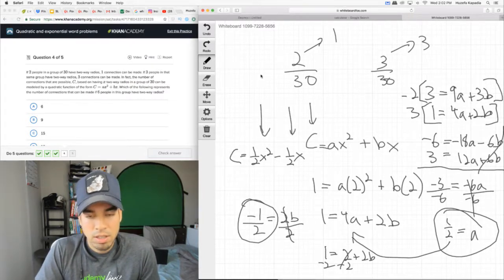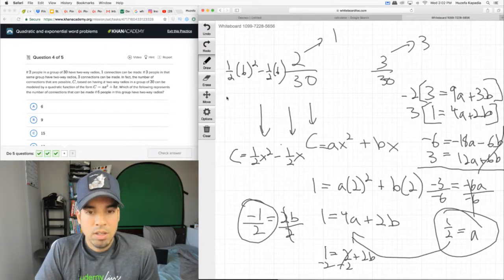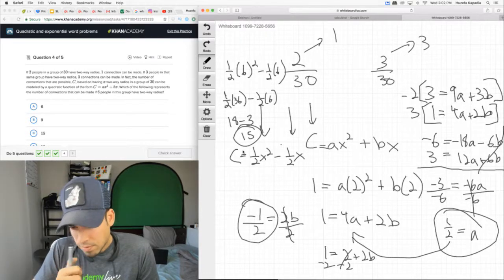Plug a 6 in there and there. So we get 1/2 times 6 squared minus 1/2 times 6. And if you wanted to, you could plug 2 in and 3 in and make sure we're getting 1 and 3. I'm going to assume for now it's correct. So we have 1/2 times 36 minus 1/2 times 6. This is 18. 1/2 of 6 is 3. So we should have 15 connections.